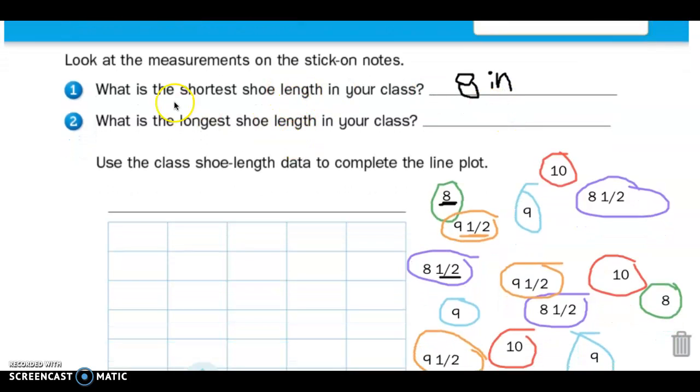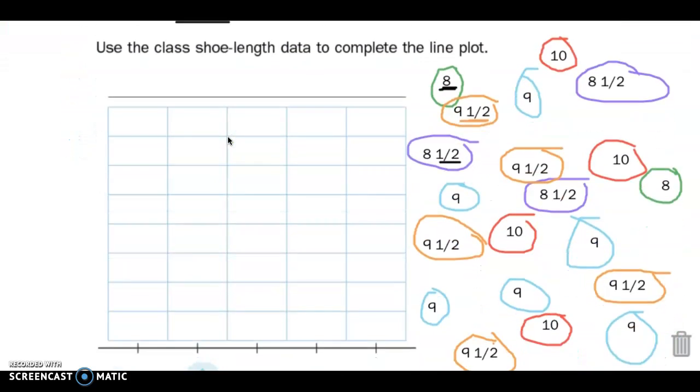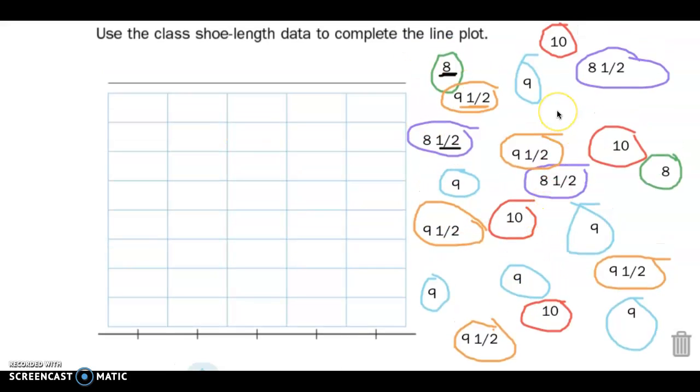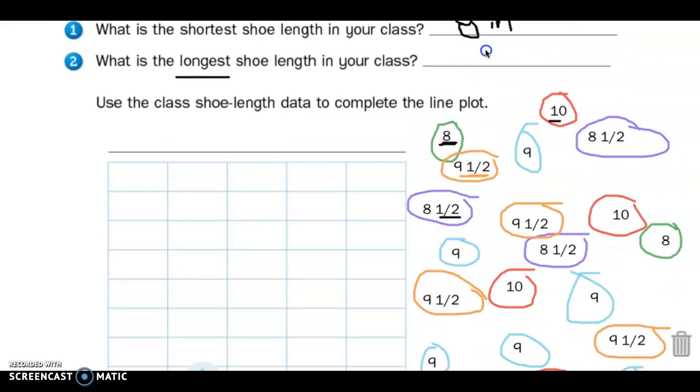What is the longest shoe length in your class? Well, I have 8s, 9s, and 10s. 10s is definitely the bigger number. Do I have 10½? Nope. I just have 10. So let's go ahead and write 10. What's my label? Shoe length? Oh, it's in inches. That's right.